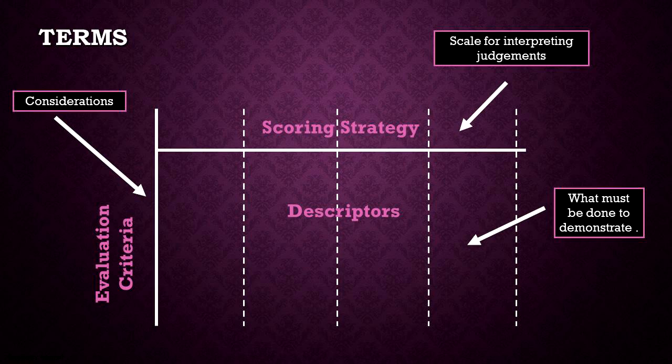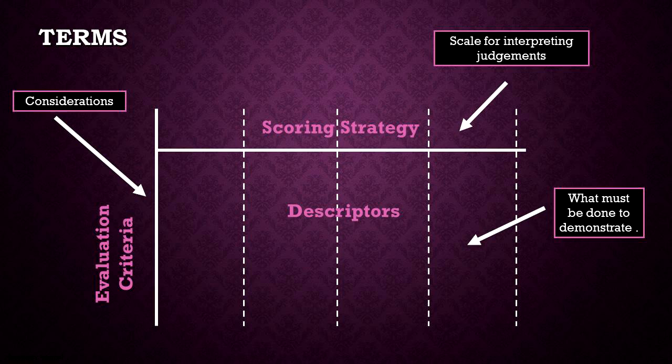Okay, writing rubrics. First, some terms that we'll use going forward. A rubric is generally made of 3 parts. The top part is the scoring strategy, which is the scale you're using for interpreting the judgments or the considerations. The considerations are the evaluation criteria which the students are going to be assessed against, and the descriptors are what a student must do to demonstrate those criteria against the scoring strategy.